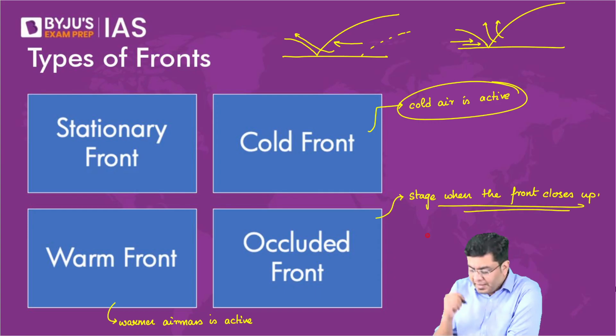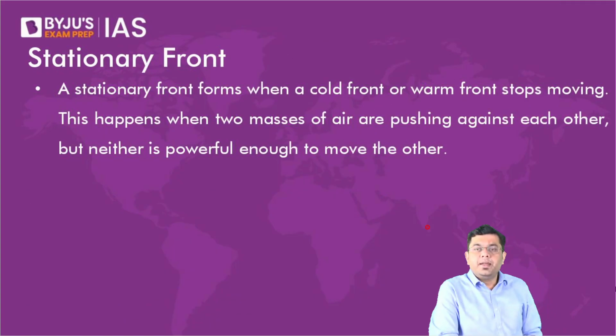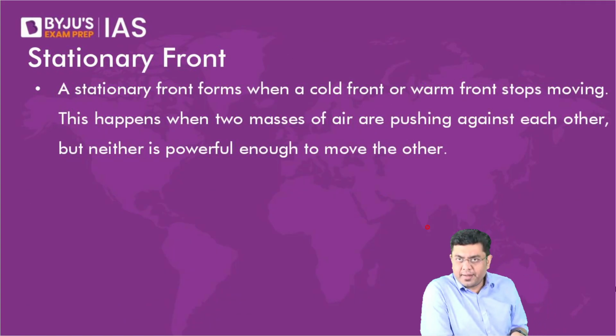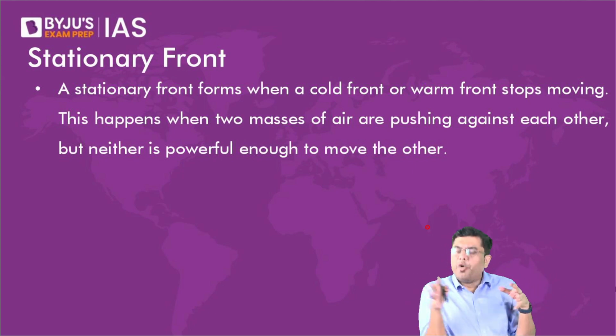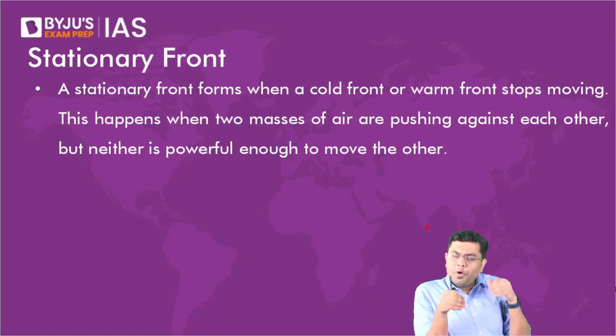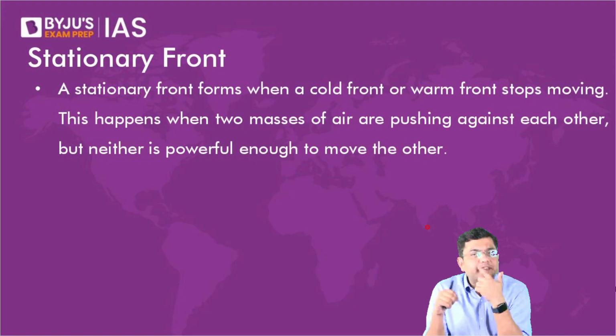Okay, let's take a detailed look at each one of them, starting with the stationary front. So when is it that a stationary front is created? A stationary front is created when from one region colder air has come in, from one region warmer air has come in. Now both of them have come into that position, but they don't have enough energy to push into each other's areas.